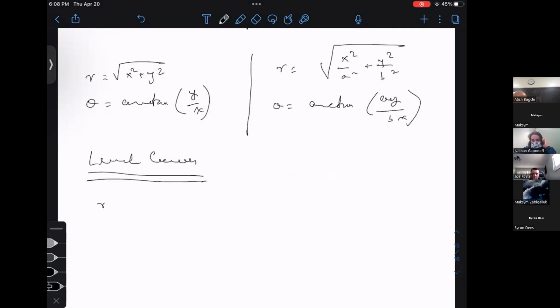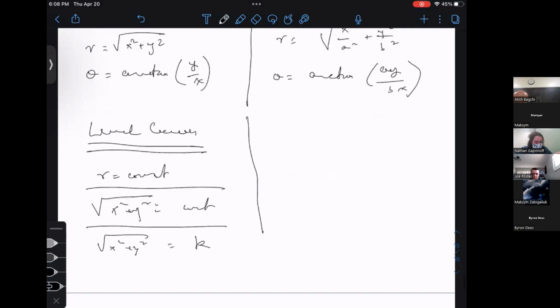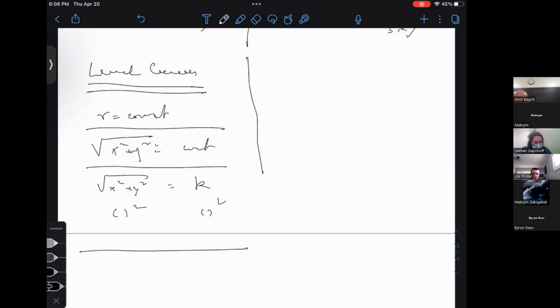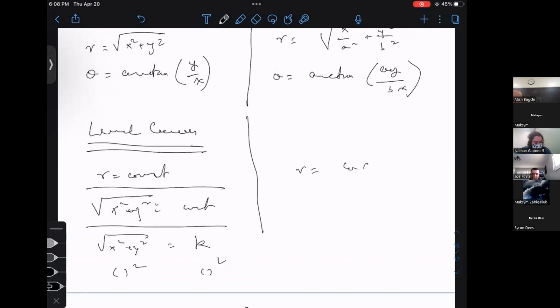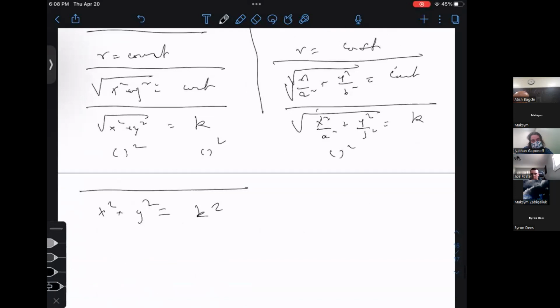Okay, level curves. r is equal to constant, which means the square root of x squared plus y squared is equal to k. If you square both sides, you get x squared plus y squared is equal to k squared. Here, r is equal to constant, so the square root of x squared over a squared plus y squared over b squared is equal to k. Square both sides, you get x squared over a squared plus y squared over b squared is equal to k squared.